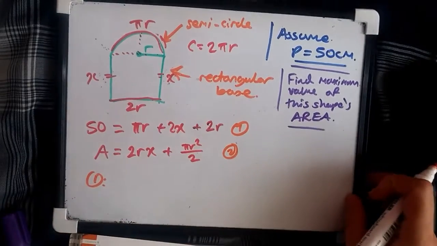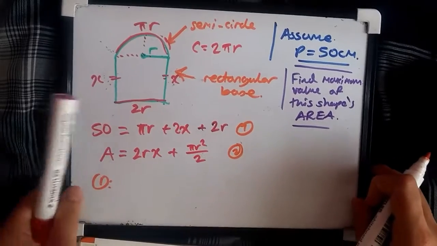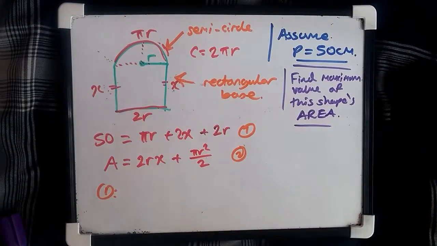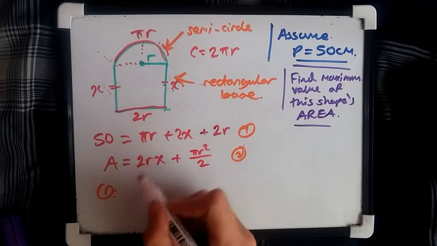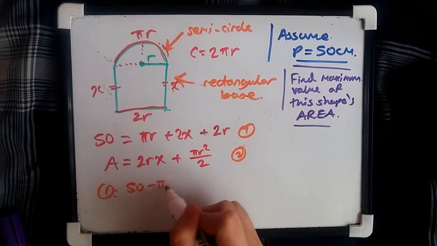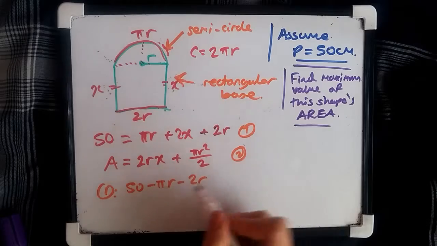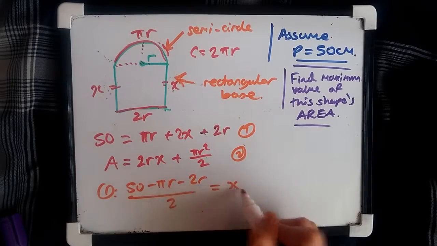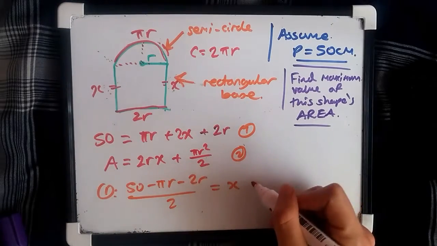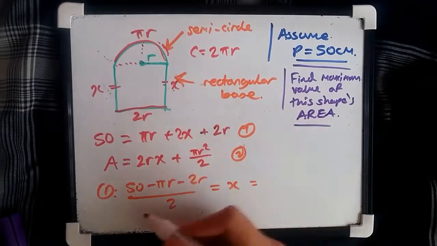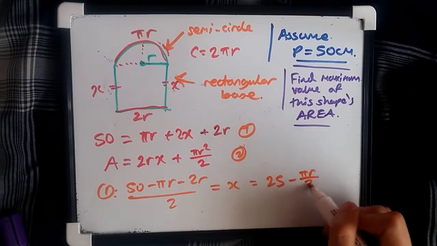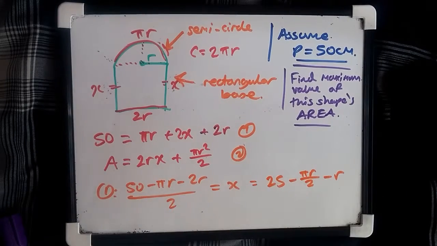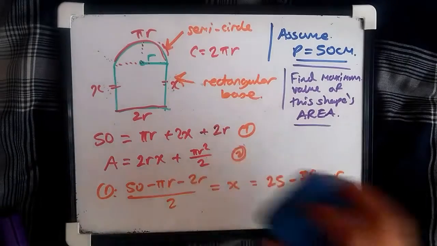So what do we do here? Well, let's try and rearrange this properly. What we could do is subtract pi r, so we're going to have 50 take away pi r, take away 2r, and we can divide this all over 2 and make x the subject. Simple. And if you want to make this look even neater, halving everything will give us 25 minus pi r over 2 minus r. Simple. So this will be our value of x.